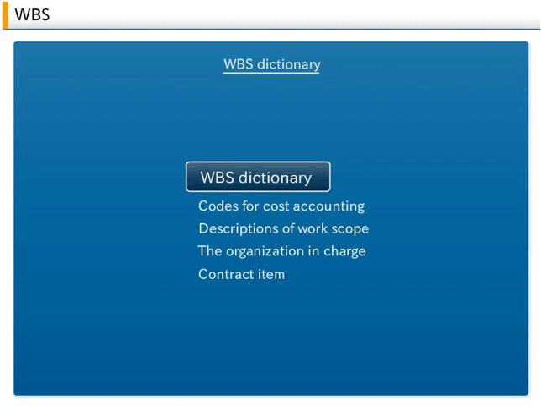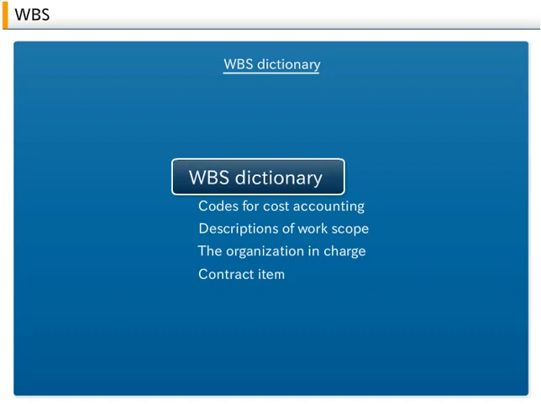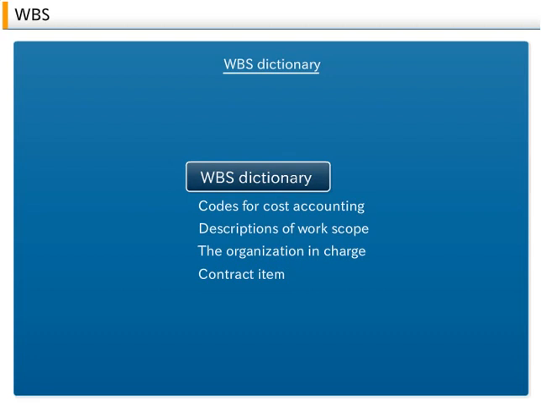3. WBS Dictionary. Sometimes a document known as a WBS dictionary is attached to a WBS chart, in order to further explain that WBS. This dictionary contains information that encompasses all items, such as information about individual elements of the WBS, codes for cost accounting, descriptions of work scope, the organization in charge, and/or contract items.